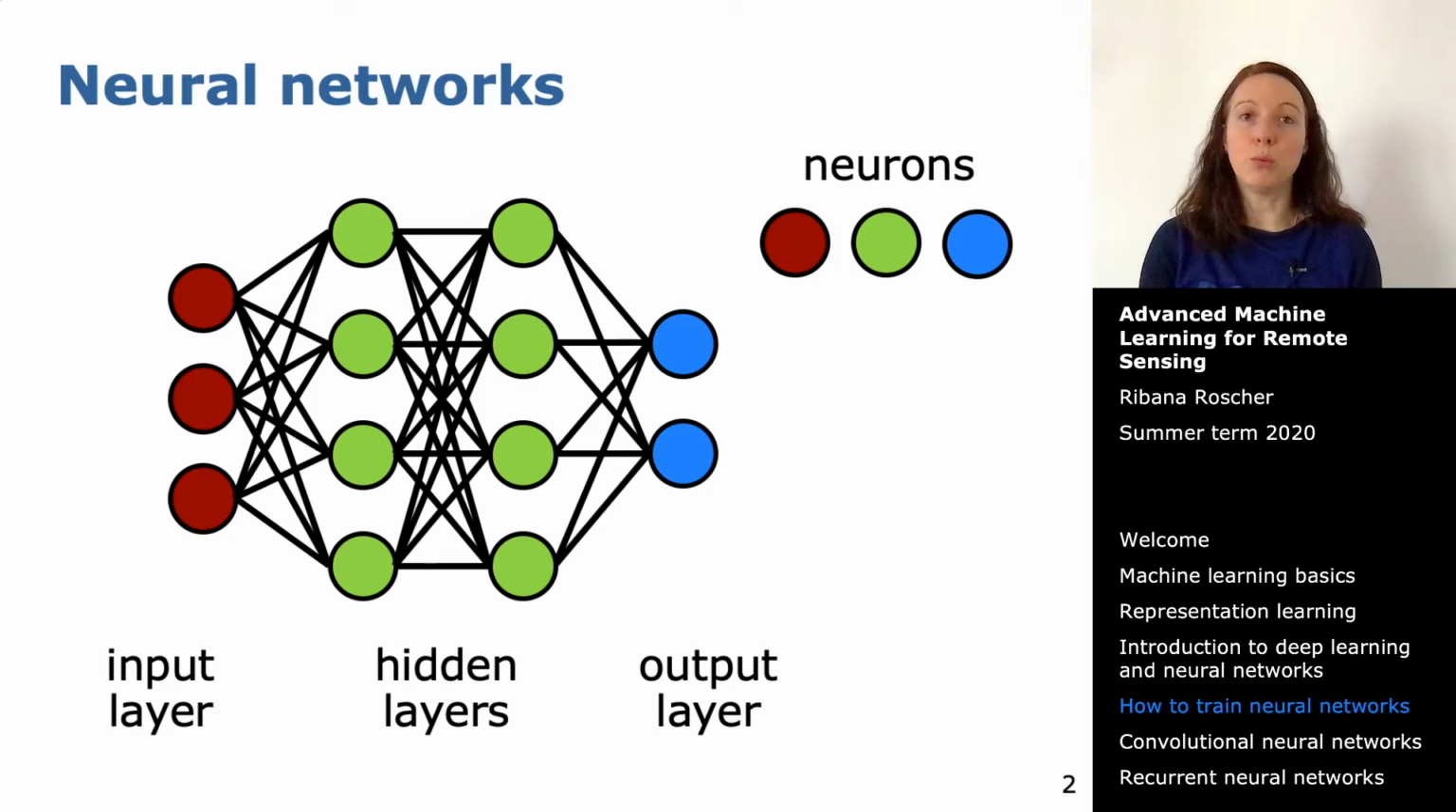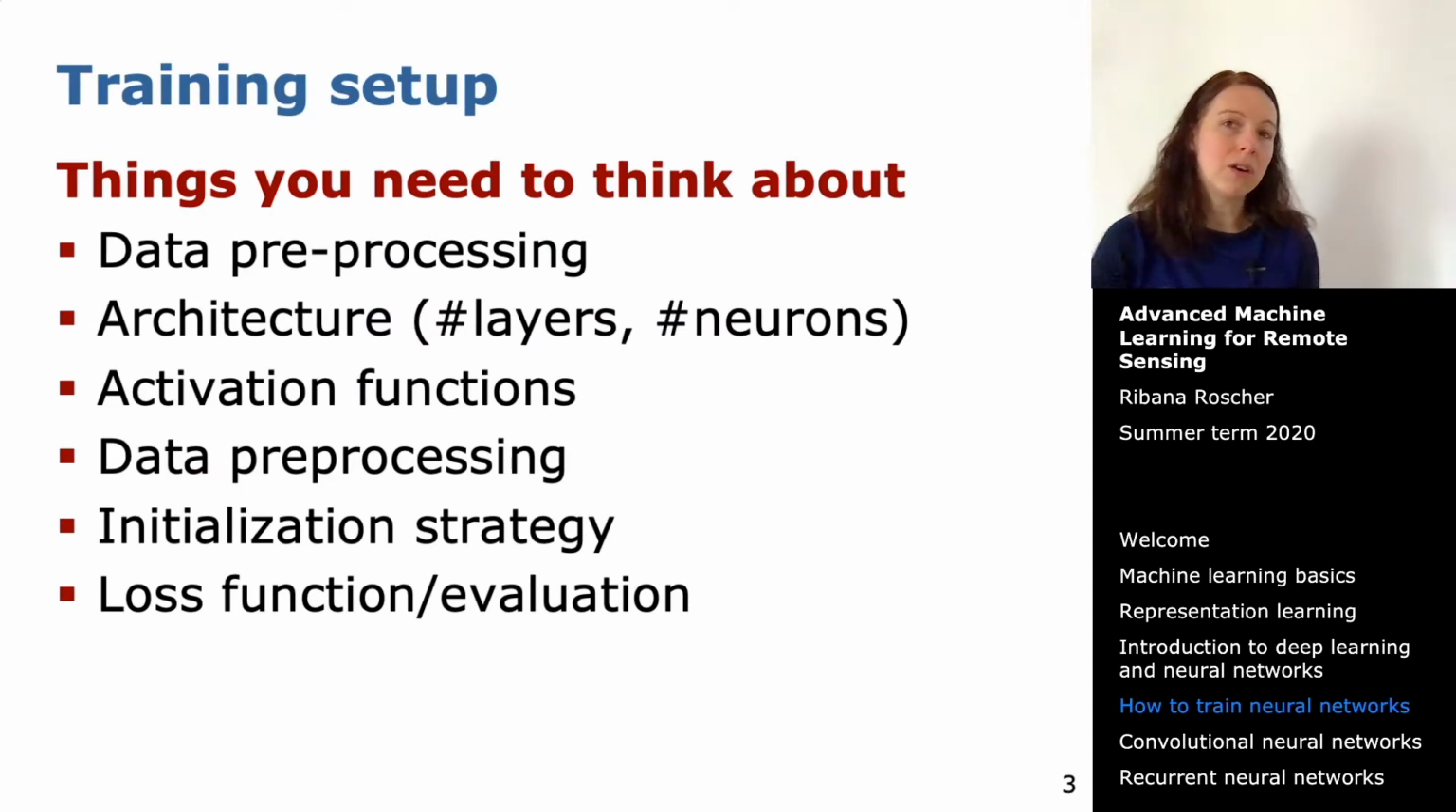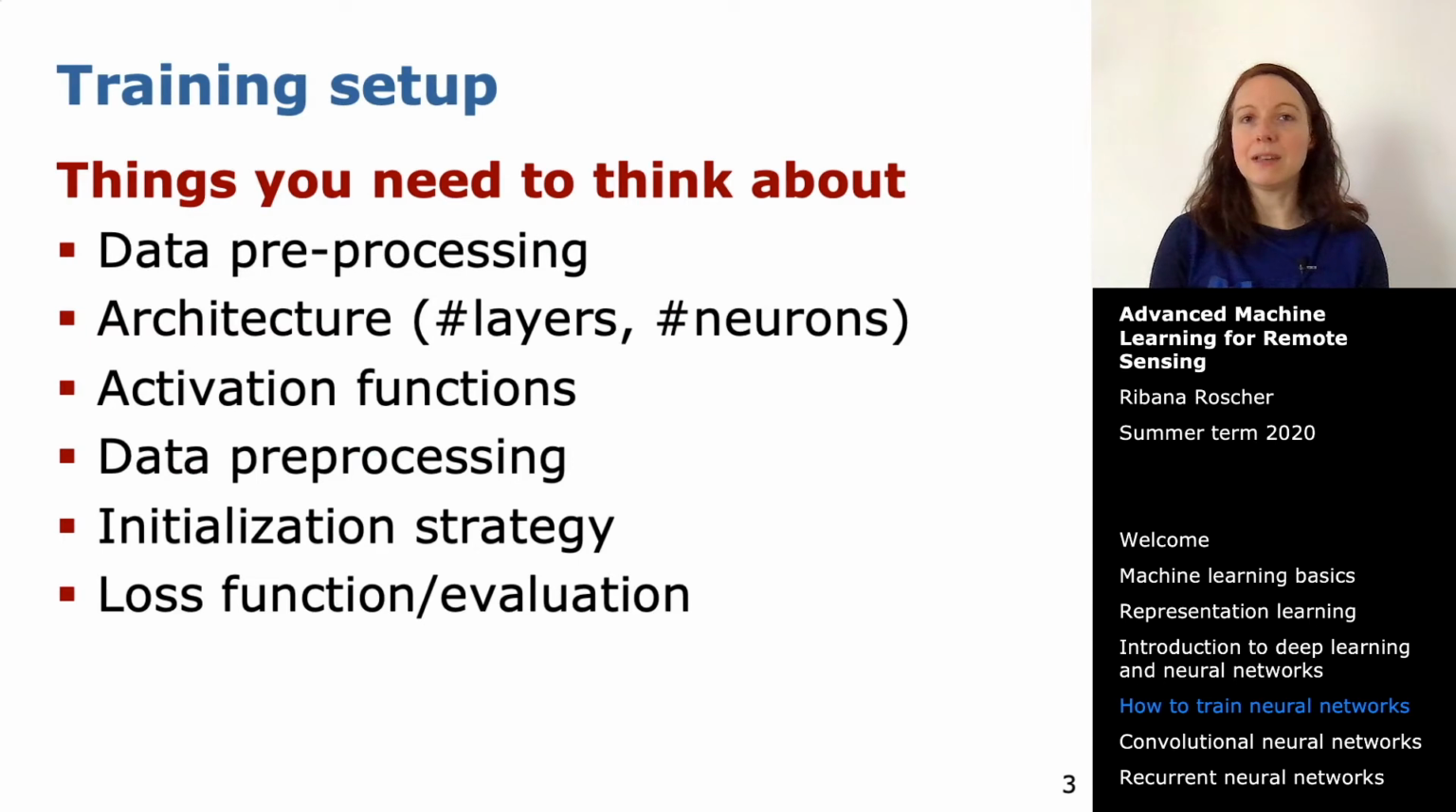The hidden layers are where you learn a new representation of your data, which is very suitable for the output you want to have and to solve the specific task you have. So the output is exactly what you want to have, either labels or some continuous output or something else. And we were talking already a little bit about the training setup. That means neural networks are not that easy to optimize.